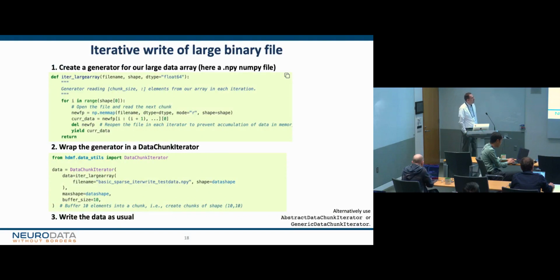So here is just an example for iterative data write. We have a method in this case defined which returns us data chunk blocks of data for our array, and then we just wrap that function in a data chunk iterator, and from there on out we can use it as usual. So at this point our data chunk iterator just becomes the array that we hand to our time series, for example.